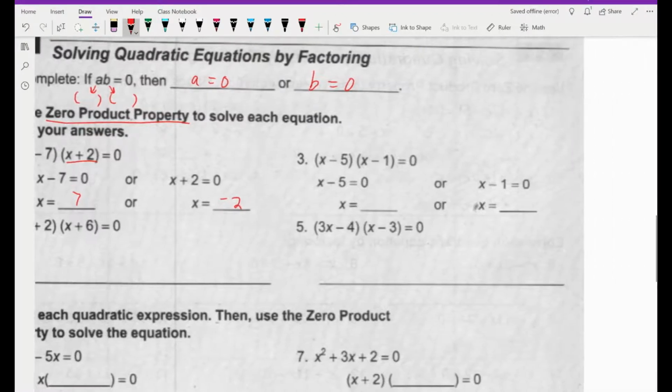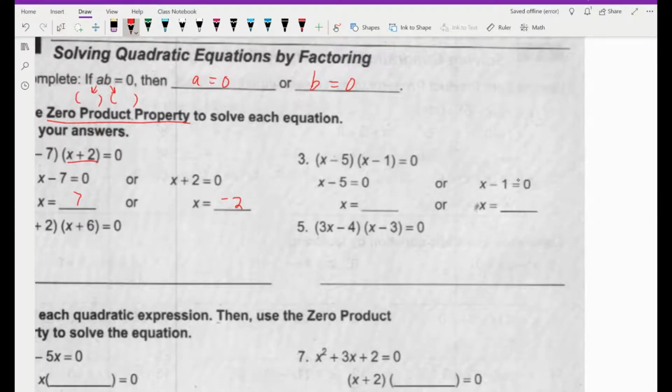Number 3, x minus 5 times x minus 1 equals 0. It's already factored for us. Now we set x minus 5 equal to 0. We solve for x. We add 5 to both sides, and we get x equals 5. Over here, we're going to add 1 to both sides, and x equals 1. There's the other solution.